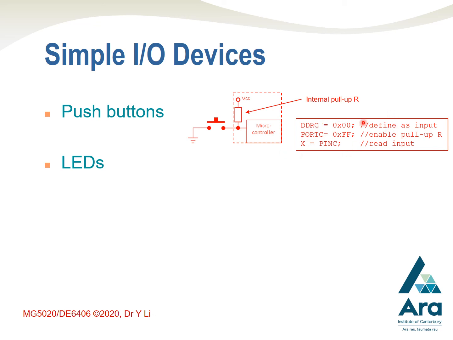C language statement. The first statement defines the port as input, and then enables the pull-up resistor, and then you can get the input from PINC and assign it to a variable x.